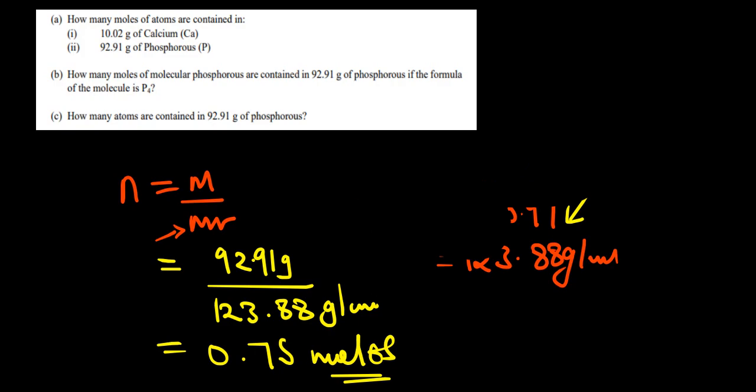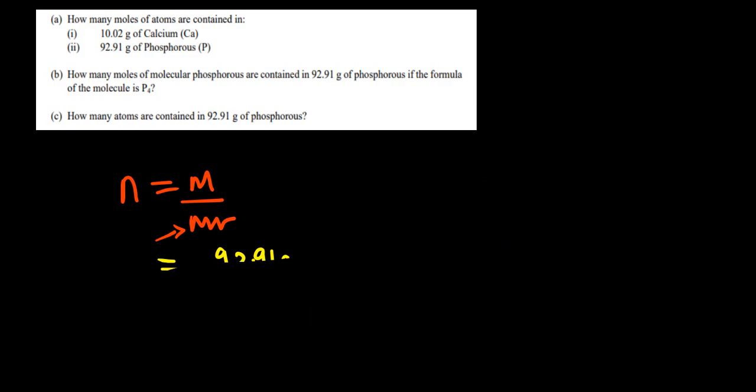Let's now look at C. At C we are finding the number of atoms. They are asking how many atoms are contained in 92.91 grams of phosphorus. For you to calculate the number of atoms, we have to first convert that mass to moles, and then we can convert the moles to number of particles. In this case, the particles we are talking about will just be the atoms here. So let's first convert this to moles.